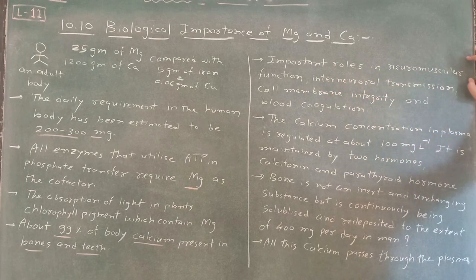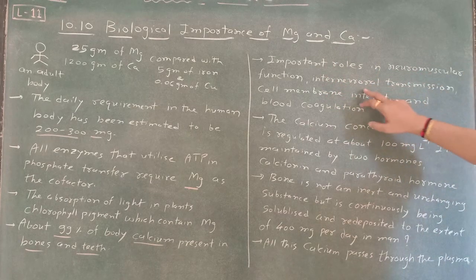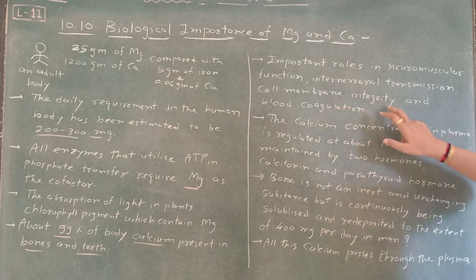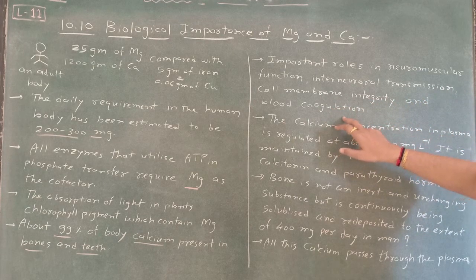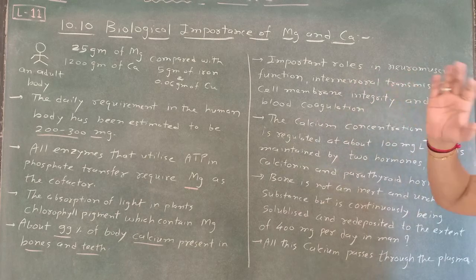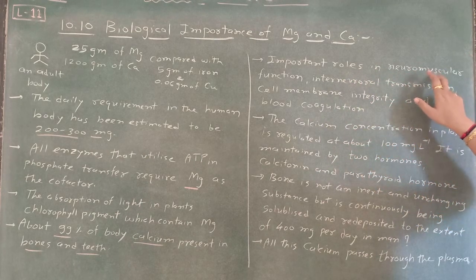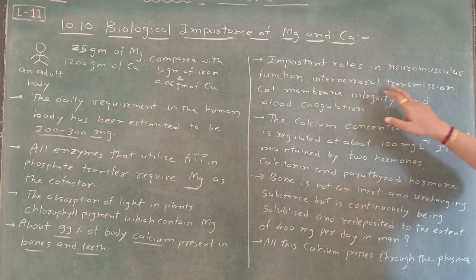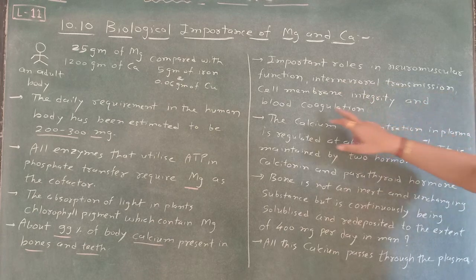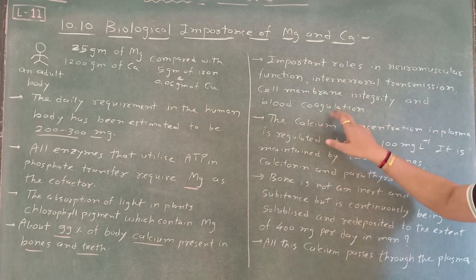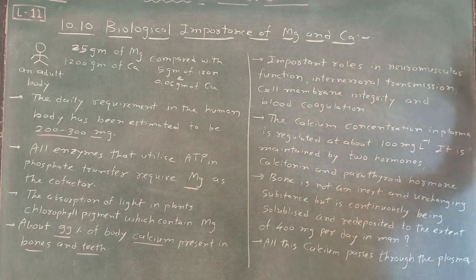It has important roles in neuromuscular function, interneuronal transmission, cell membrane integrity and blood coagulation. Neuro refers to the central nervous system, which deals with that particular word. So neuromuscular function, interneuronal transmission, cell membrane integrity and blood coagulation are very important roles.